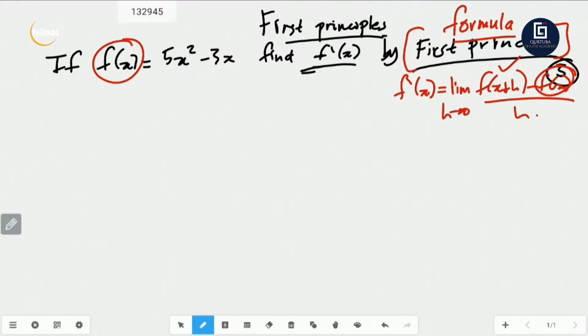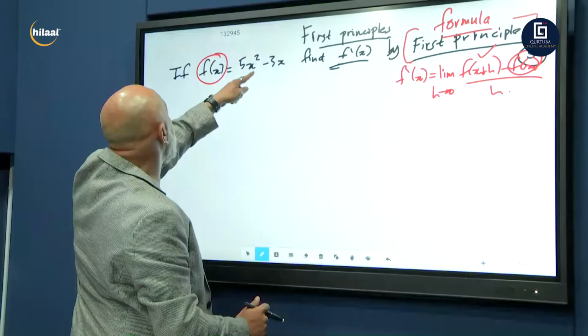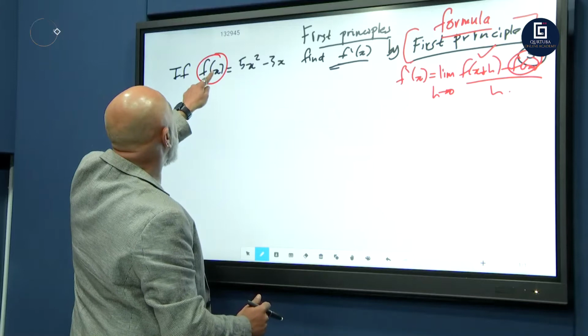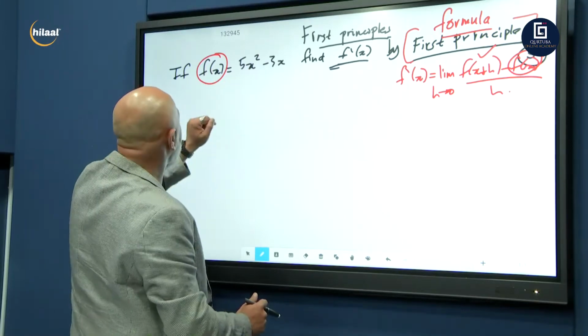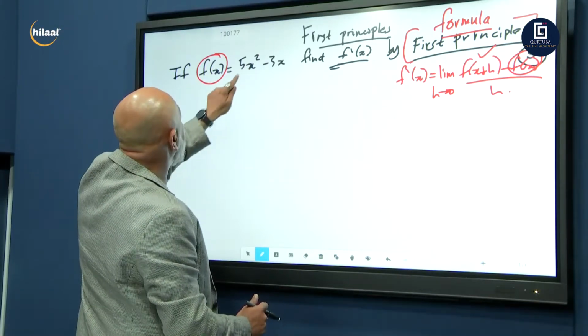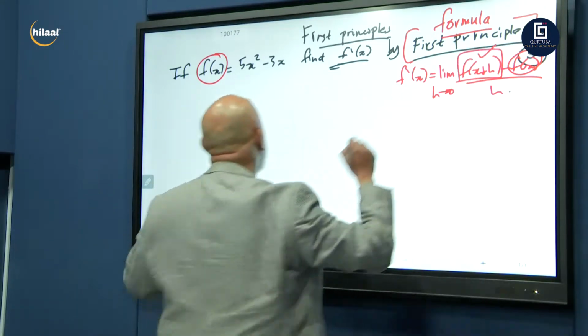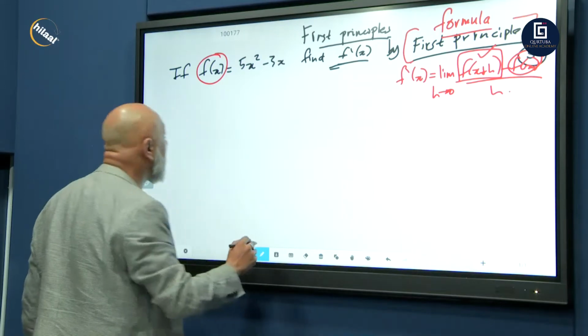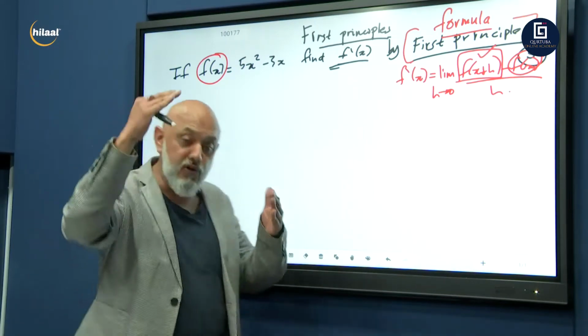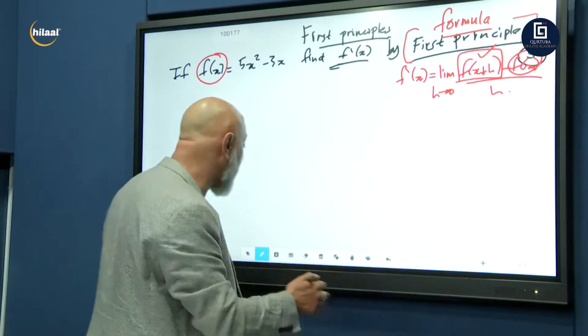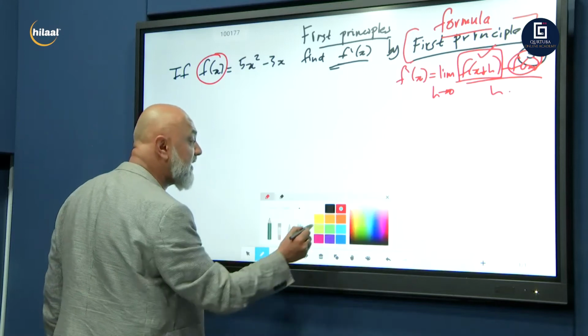So if this was f of 2, for every x, I'll put 2. If this was f of a, for every x, I'll put a. If this was f of h, for every x, I'll put h. This is f of x plus h. So that means step number one, and I want you to use this as a process, as a procedure in your exams.